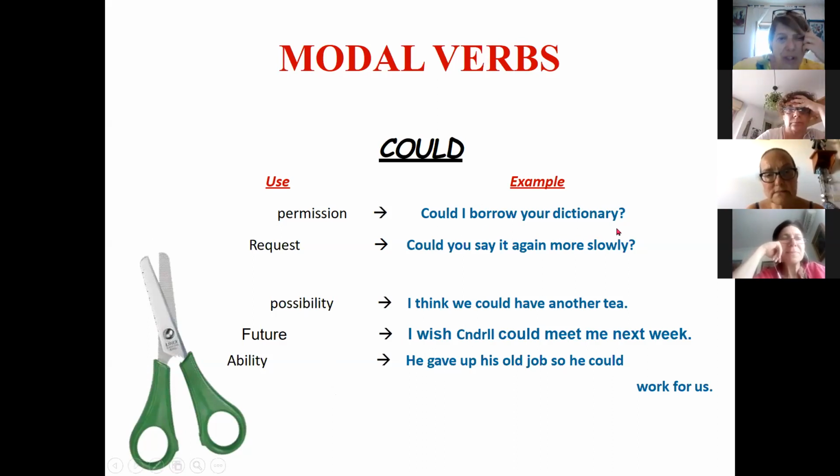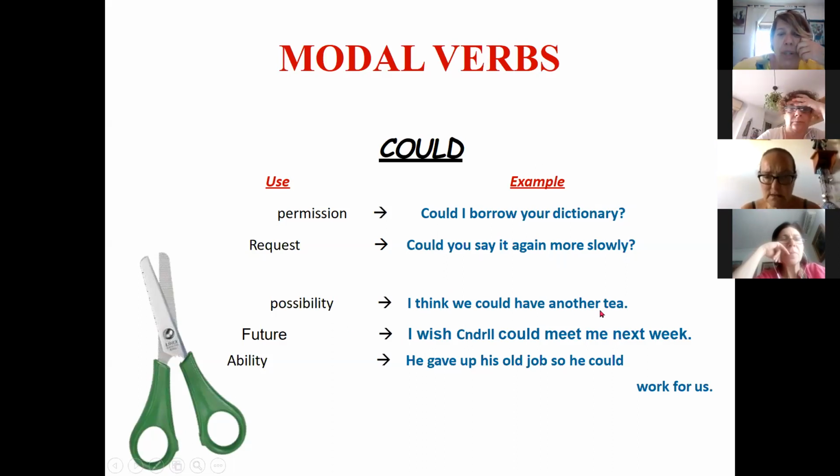Could I borrow your dictionary? Asking for permission. That is conditional. Actually, if you say, can I borrow your dictionary, it's still correct. Could I borrow your dictionary is more polite. Or a request: could is more polite. Could you say it more slowly? Could you say it again more slowly? Please do it. Or can. But of course, using could, it's even more polite.